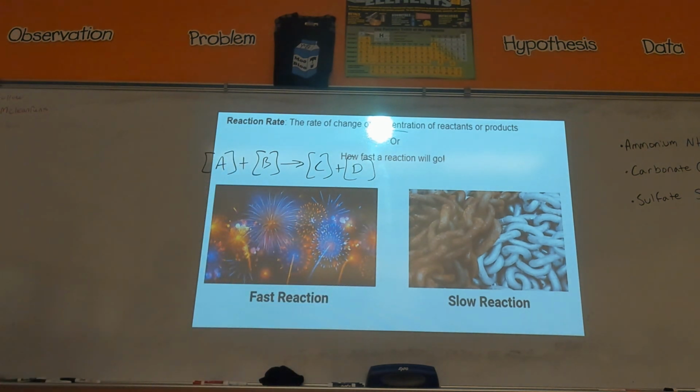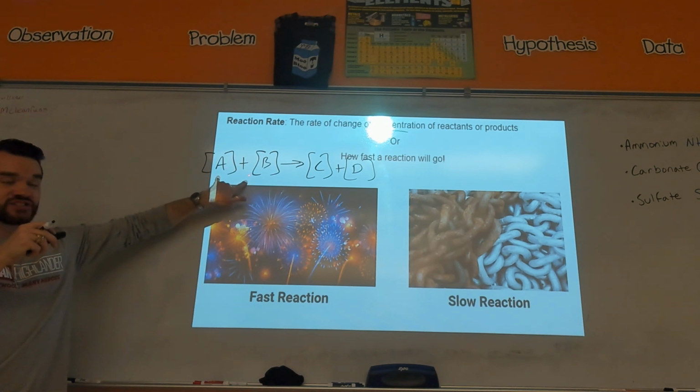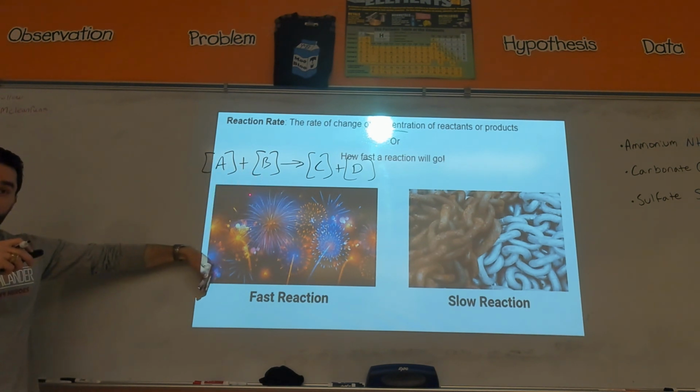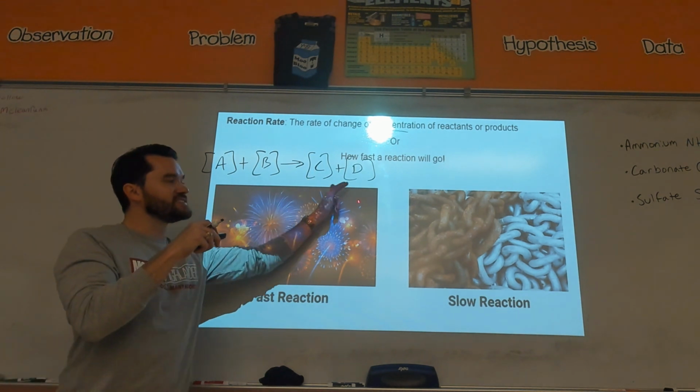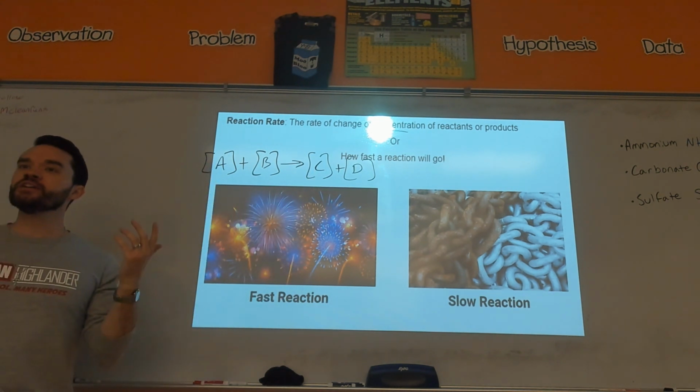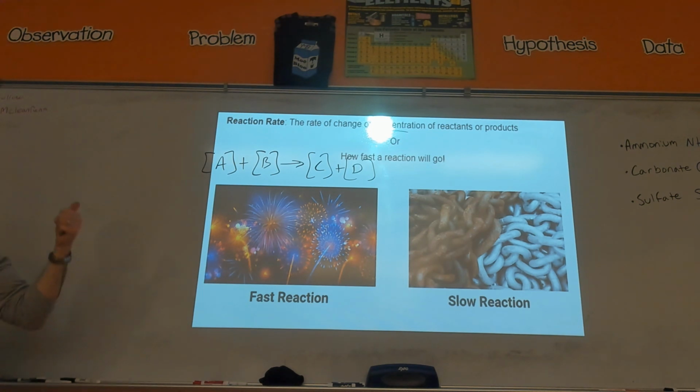So when you're measuring the reaction rate, you'd be measuring how quickly the concentrations of A and B go down, and the concentrations of C and D go up. That would be the reaction rate. The faster that happens, the faster the reaction.